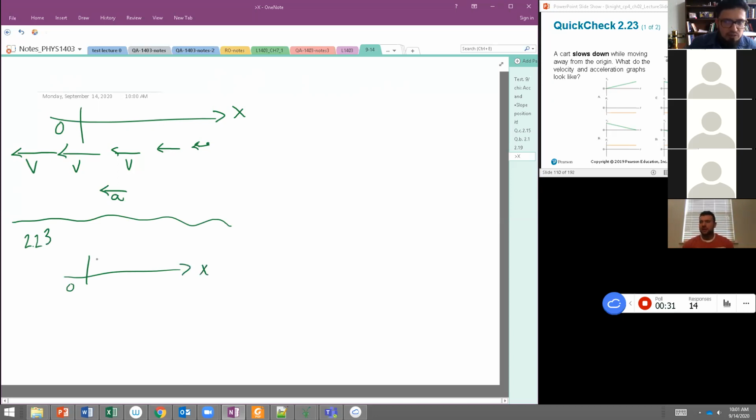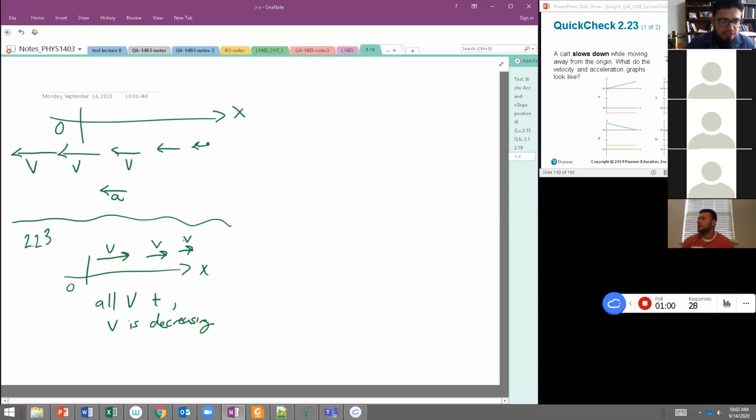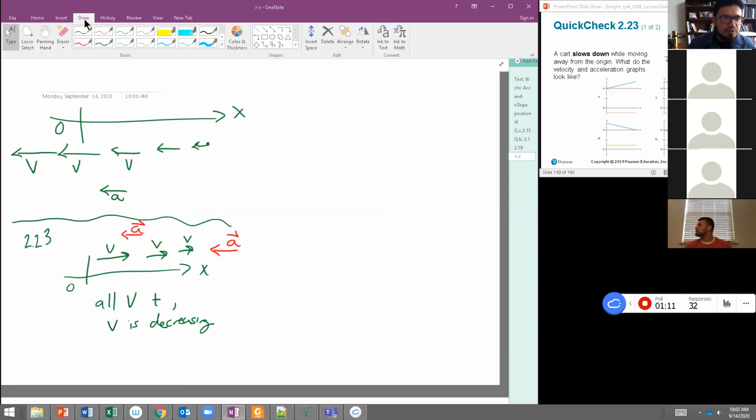So slowing down means we start off with a high velocity and the velocity gets smaller. So we can say all velocities are positive, and velocity is decreasing in its magnitude. This is what we use to help us figure it out. Because the velocity is getting smaller, something's pushing against it, and that's going to be an acceleration in the opposite direction. So we know we're going to have a negative value for the acceleration.